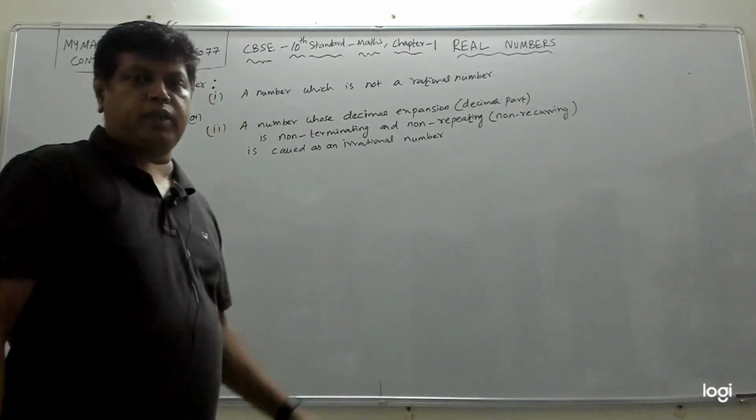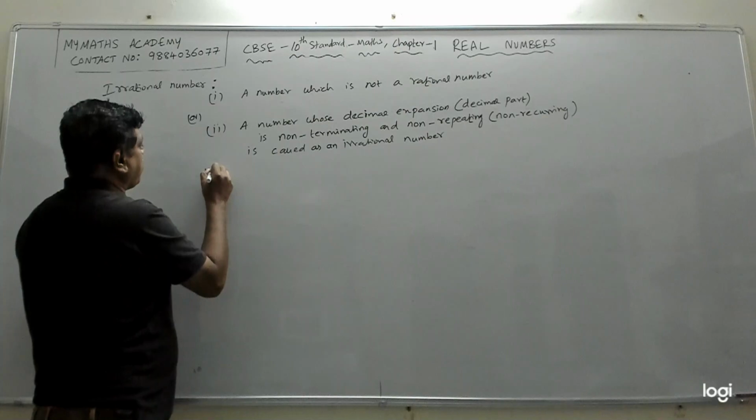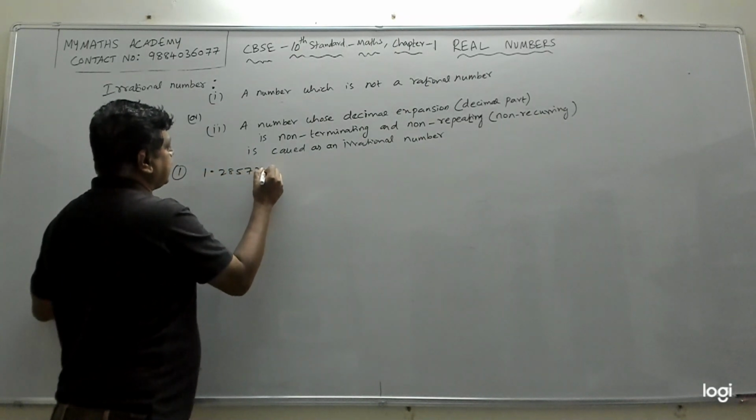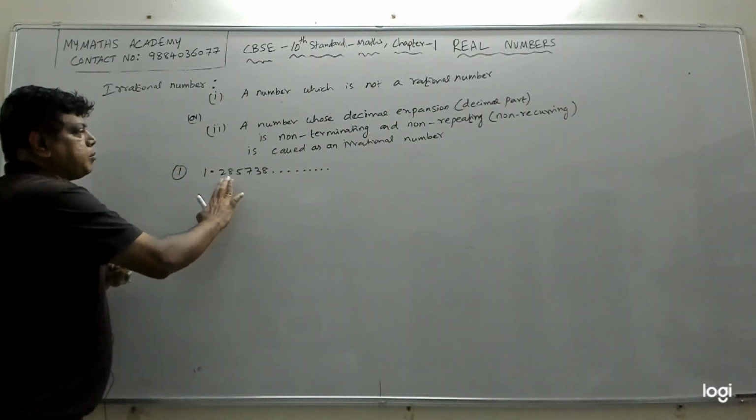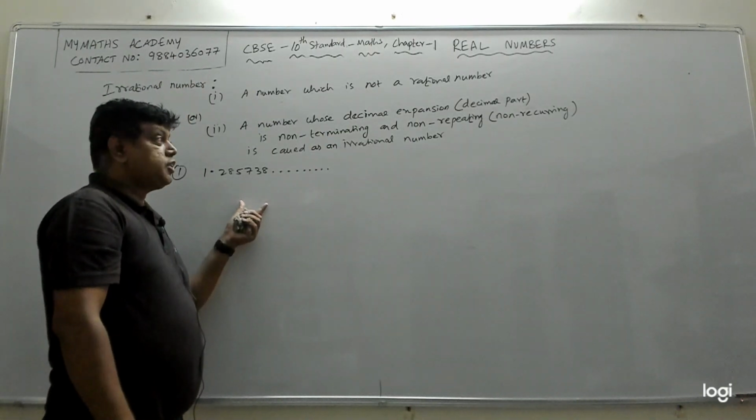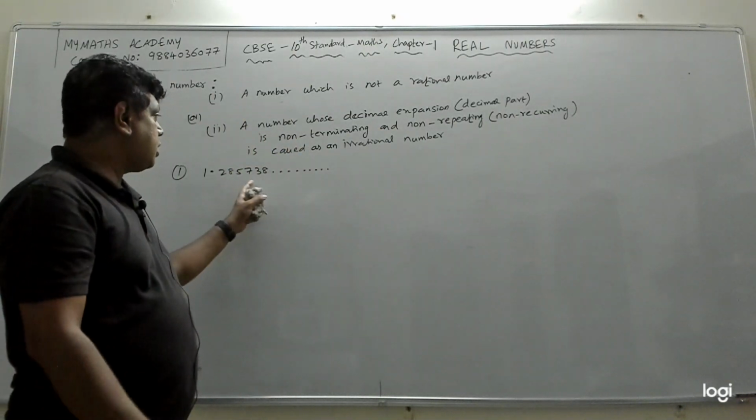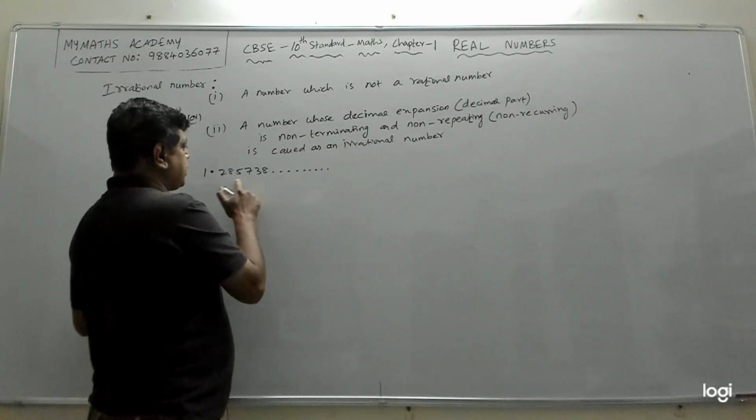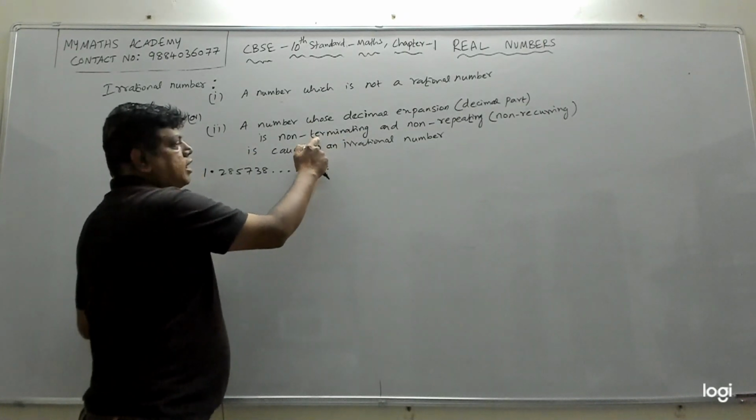Clear? Now, we will see some examples for irrational numbers. Suppose I have 1.285738... If I ask whether this number is a rational number or irrational number, now we need to check the definition. It's very easy to check the definition of the irrational number and decide whether rational or irrational for such numbers. So what is the decimal part? Dot dot dot is there. Dot dot dot means non-terminating. So this condition is satisfied.